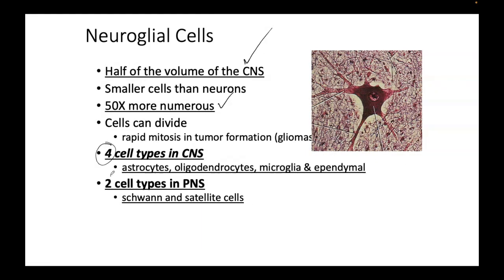And we're going to focus on these six neuroglial cells. We have four in the central neural system, and two in the peripheral neural system. So we'll talk about the astrocytes, the oligodendrocytes, microglial cells, and ependymal cells. And then we'll talk about Schwann cells and satellite cells.